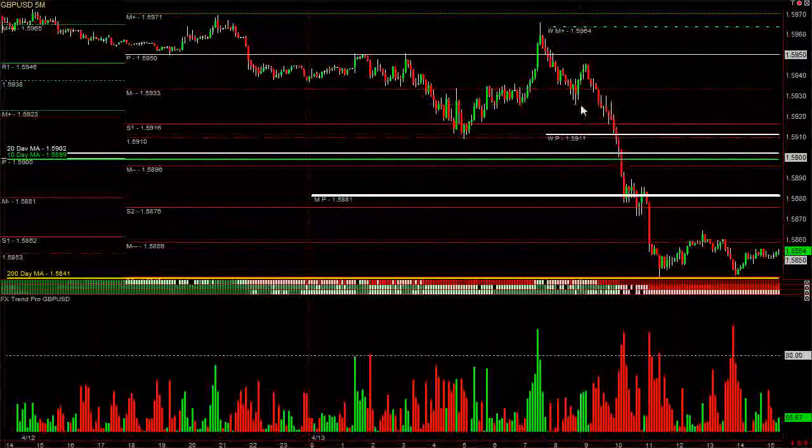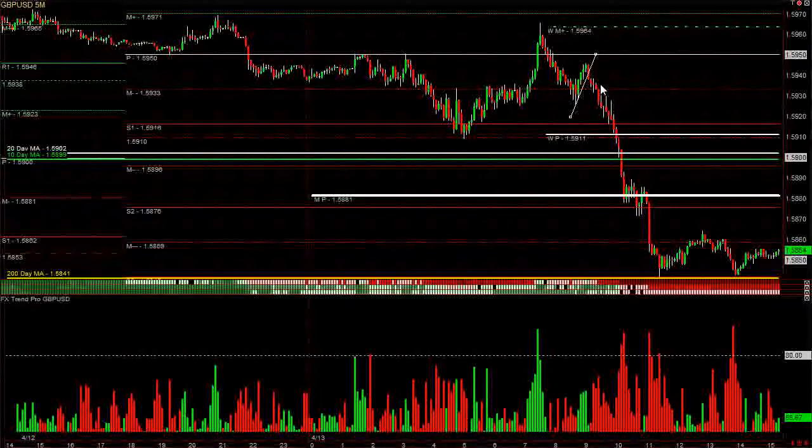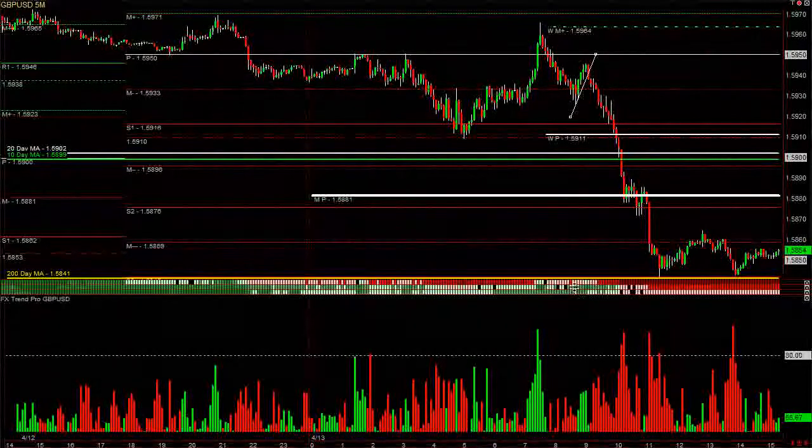I'd be more apt to, especially since this has a daily trend that's pretty much down all day, I would have looked to get short right here because it's underneath the pivot. That's in my zone for looking for sells. The weekly and monthly trend do concern me.